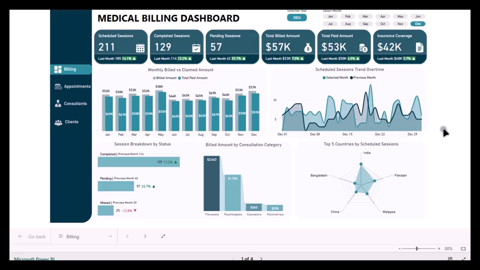This dashboard can help you save your time, make data-driven decisions, improve cash flow, and enhance patient care. So that's the medical billing dashboard, a tool that not only simplifies your operations but helps you grow your business.